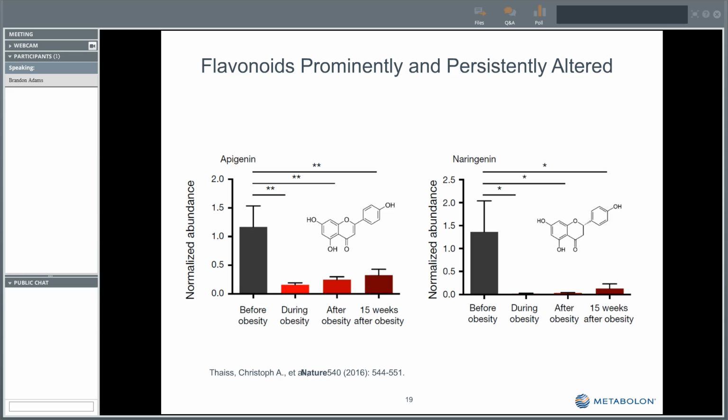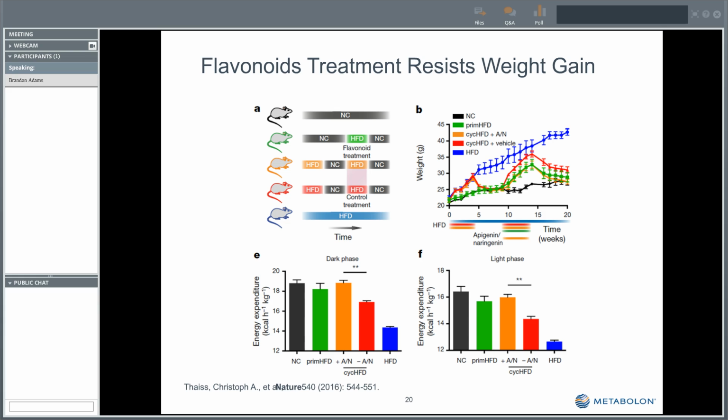And if you think about this, 15 weeks of mouse age is equivalent to 26 years of human age. So this is not a short-term effect. And those flavonoids come from the diet and are metabolized by microbes. So as it turns out, during obesity there is a shift in microbial composition to favor flavonoid degradation, resulting in the reduced level of those flavonoids. And the changes in microbial composition, as well as the flavonoid degradation, persist even weeks after dieting.